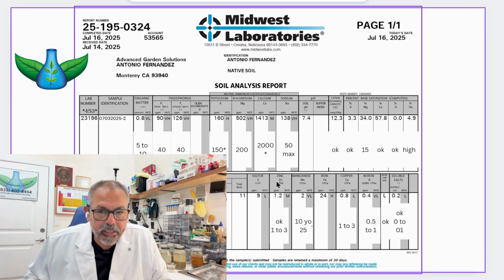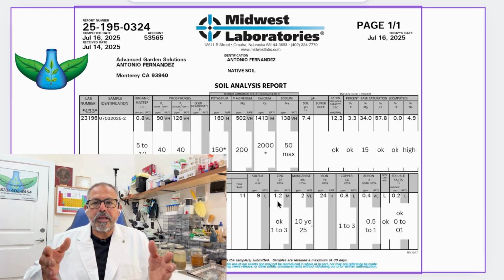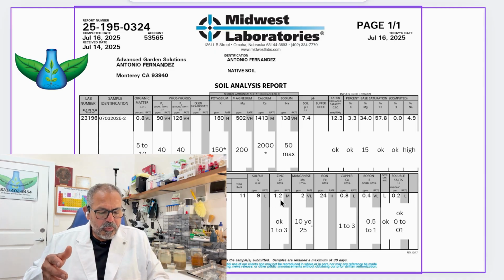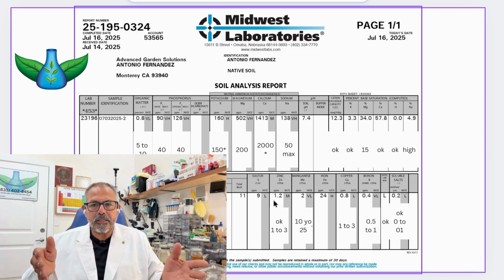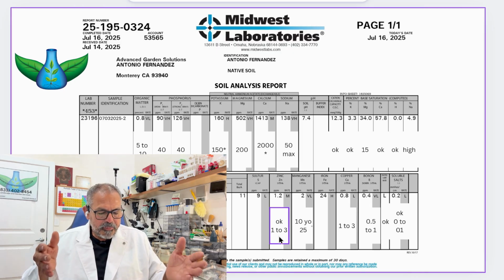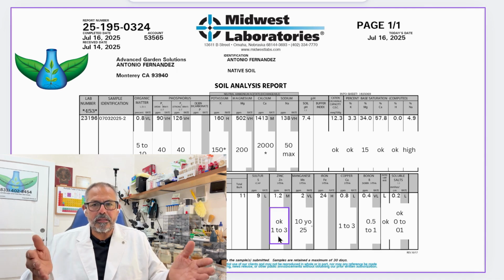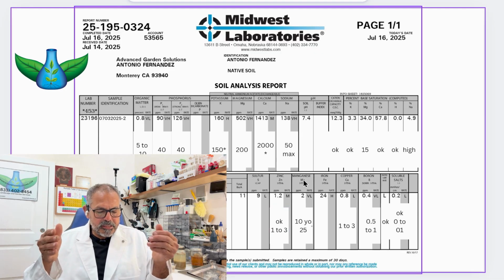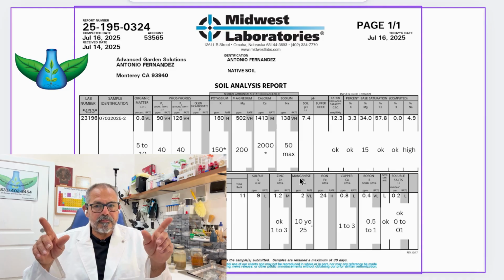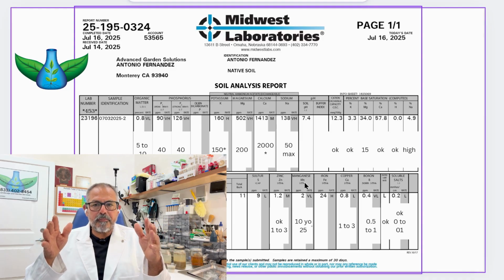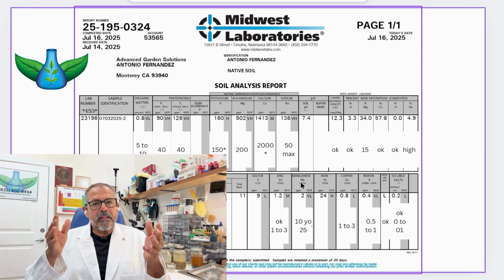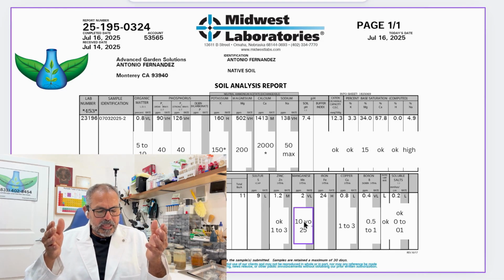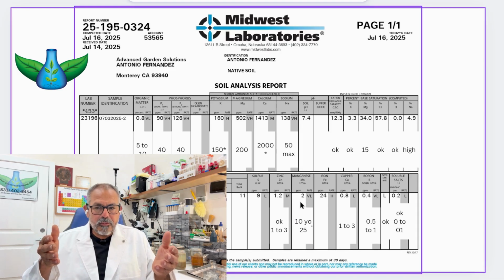Next, we move on to zinc, which is another important micronutrient. Here we have 1.2 parts per million, and ideally it should be between 1 to 3 parts per million to maintain a good balance. Manganese. Don't confuse it with magnesium. Manganese is another important micronutrient. Ideally, we should have between 10 and 25 parts per million. But in this case, we only have 2 parts per million, which is very low.